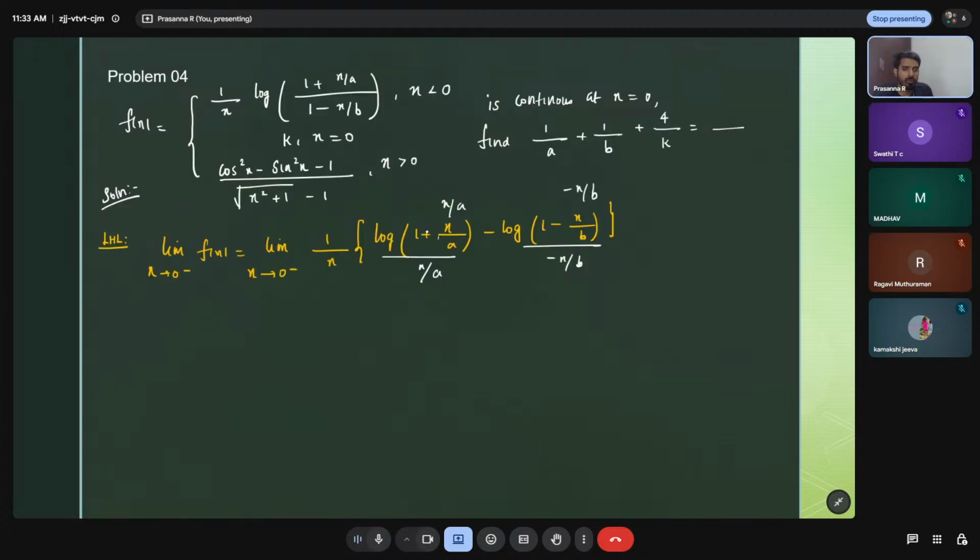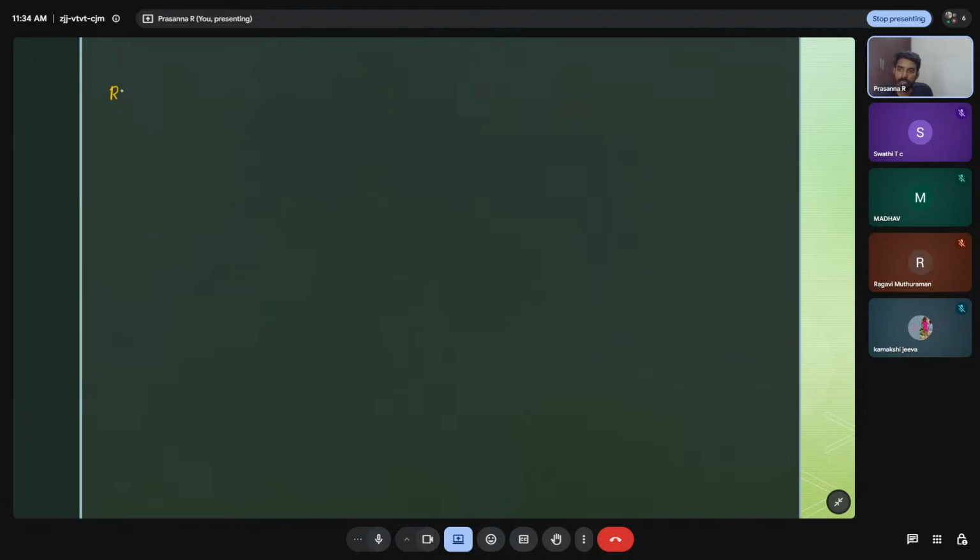Now again here also, log of 1 plus f of x, so f of x is minus x by b. This will be limit x tending to 0, 1 by x times half. This x by a will become 1 plus x by b. So x will get cancelled. So 1 by a plus 1 by b is your LHL.